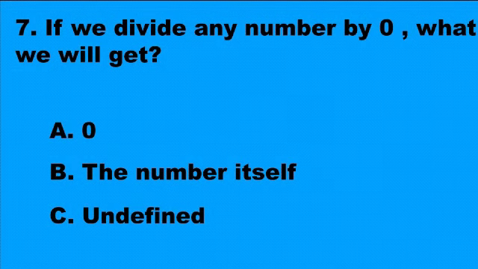Now the 7th question. If we divide any number by 0, what will we get? Option A 0, option B the number itself, and option C undefined.